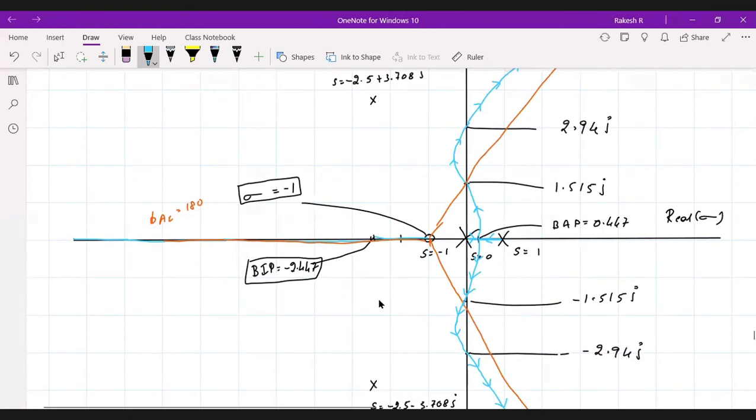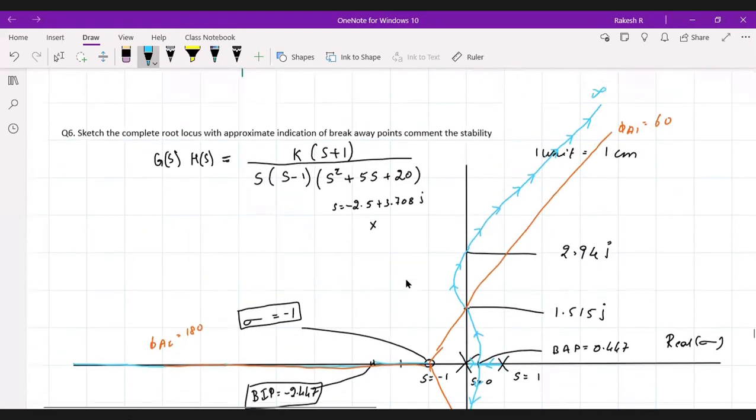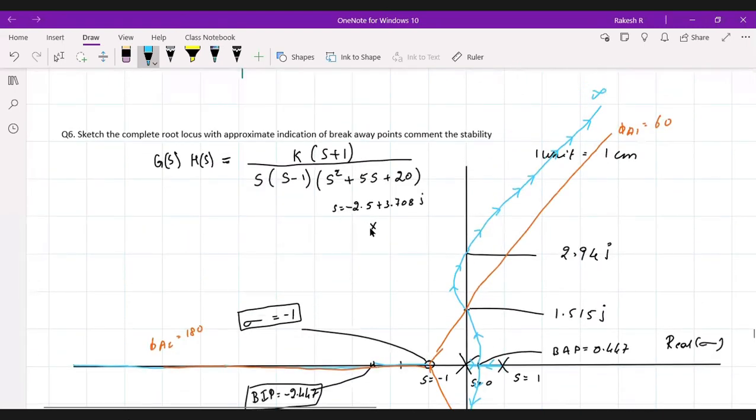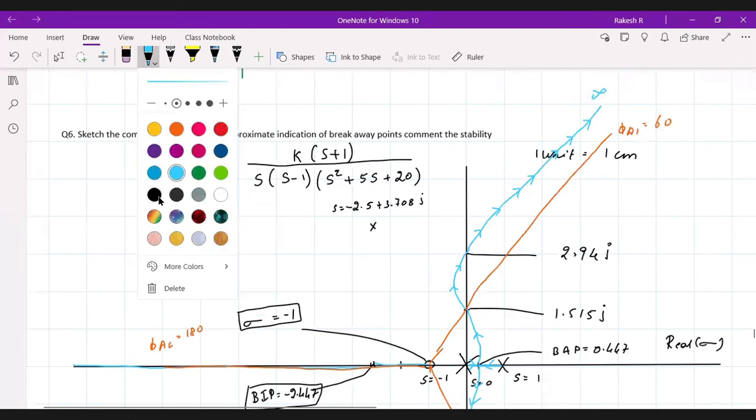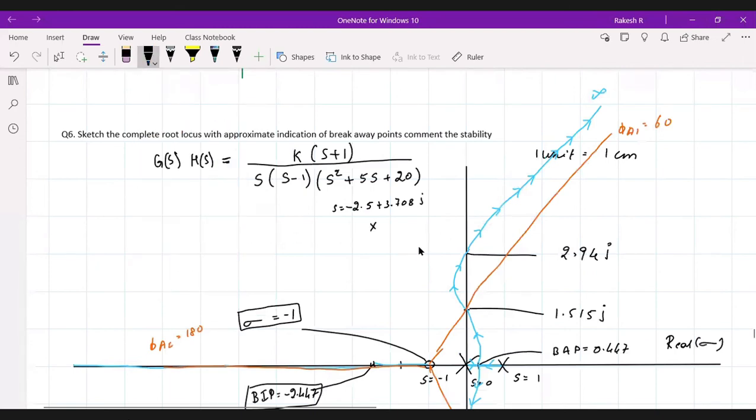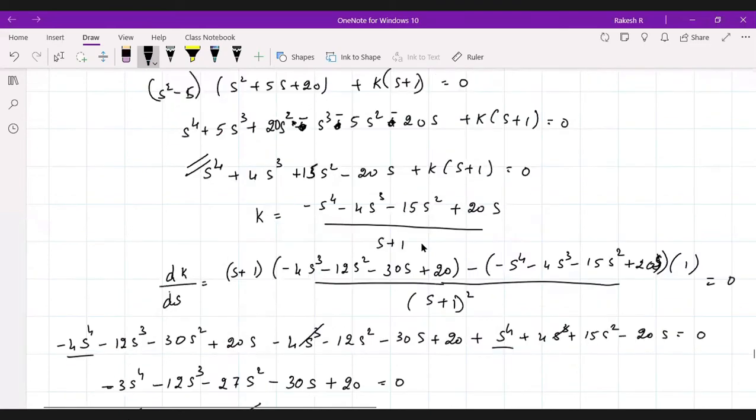But for this, what we need to find out? For the complex conjugate pole and zero, we need to find out the angle of departure and angle of arrival here. If we have the pole on the complex conjugate, you need to find out the angle of departure. And if we have zero on the complex conjugate, you need to find out the angle of arrival. Now, we have the poles in the complex conjugate term, so we need to find out the angle of departure.